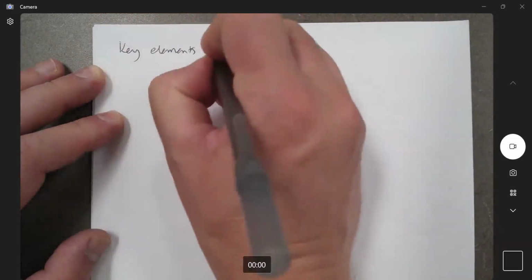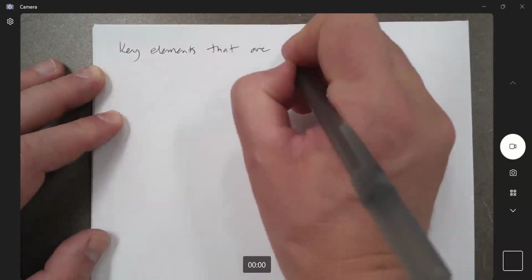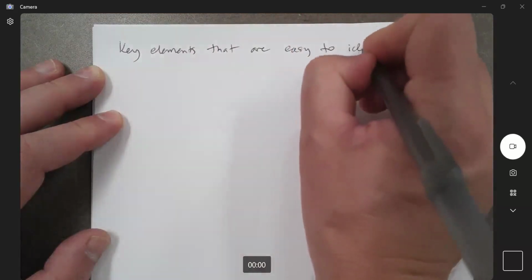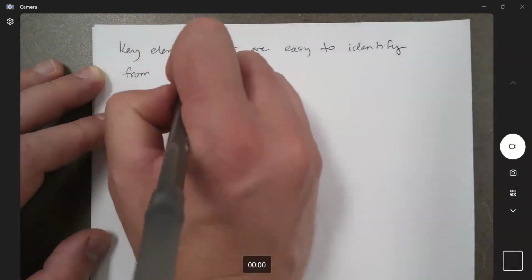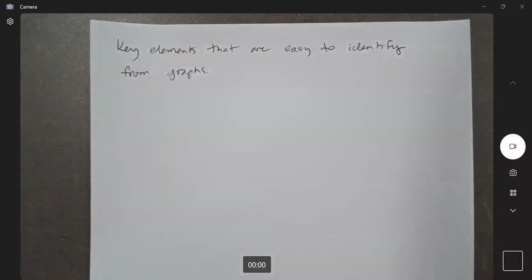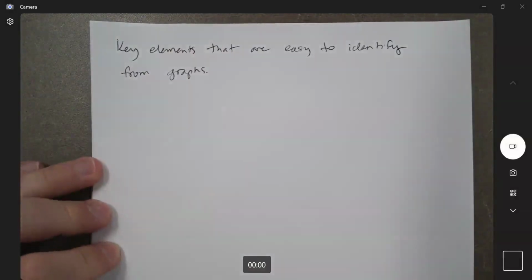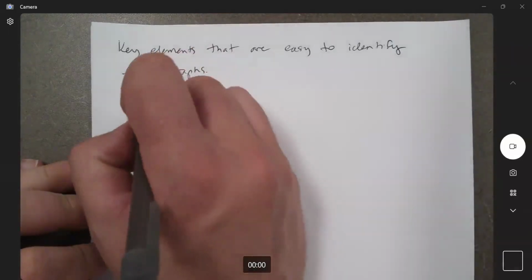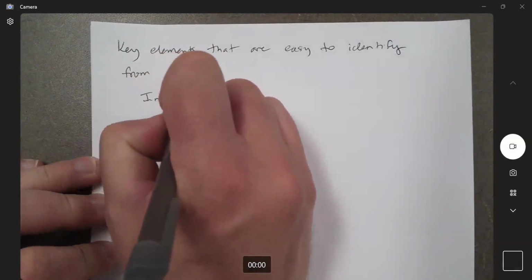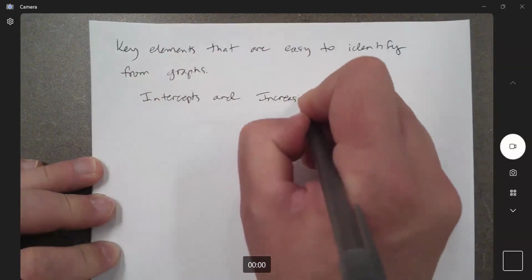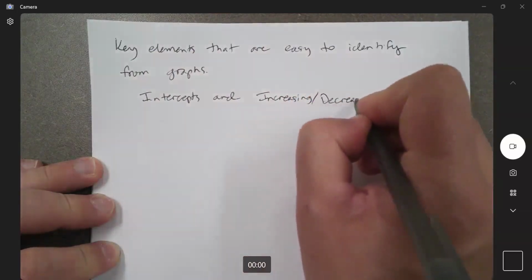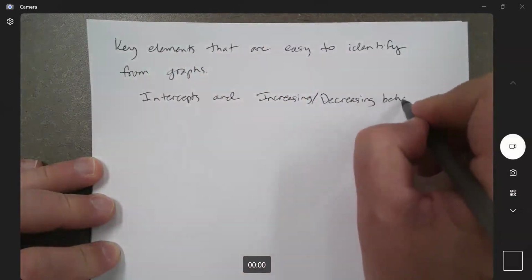Key elements that are easy to identify from graphs. All right, one reason that visual representations are useful is there are some elements of mathematical ideas that are pretty important that graphs make pretty easy to see. And those ideas are intercepts and increasing, decreasing behavior.